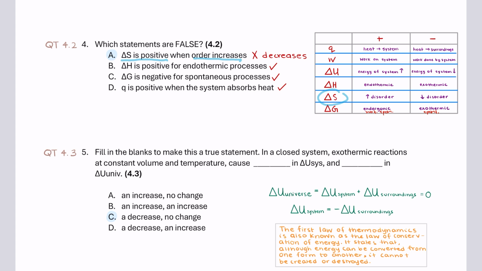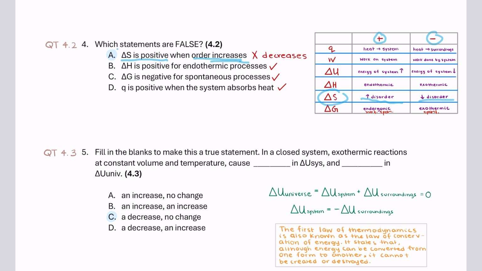Delta S is the change in entropy, which is a measure of disorder in a system, or in other words, energy dispersal. A positive delta S means that the system is becoming more disordered, while a negative delta S indicates that the system is becoming more ordered. This statement says that entropy increases when order increases, but that's backwards. If order increases, that means things are becoming more organized, so entropy is decreasing. Therefore, this statement is false.